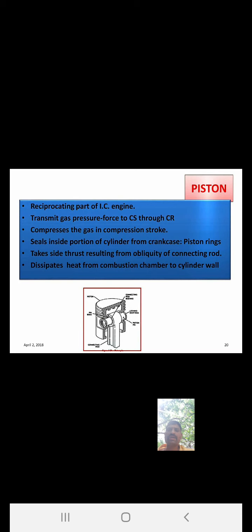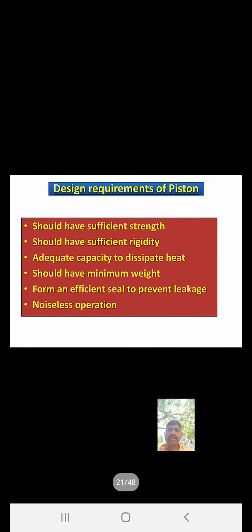The third material is alloy cast steel and alloy forged steel. Alloy cast steel pistons are used sometimes in automobile engines, while forged steel pistons are used in some aircraft engines. Okay, then we'll go on to the next design requirement of the piston.